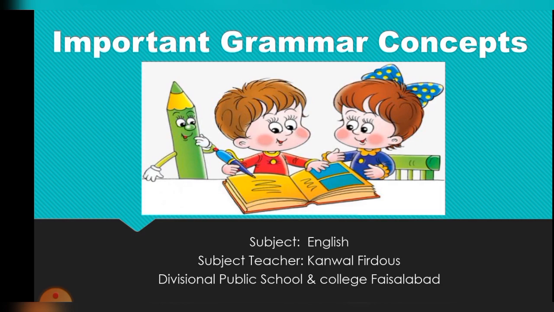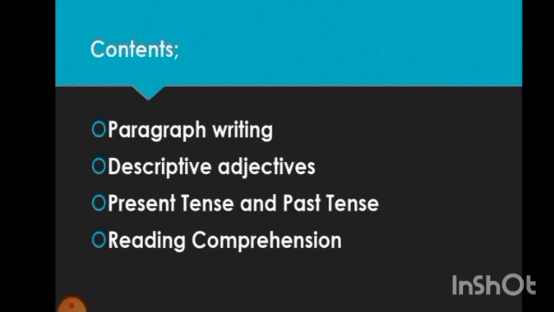Okay, so the contents are paragraph writing. We will get to know how we can write a paragraph and what paragraph writing is. Number two is descriptive adjective. Okay, lastly we discussed the parts of speech, and in those parts of speech we learned that the adjective actually has further forms or types, you can say. We will get to know about descriptive adjective in those forms. Okay, present tense and past tense and the reading comprehension.